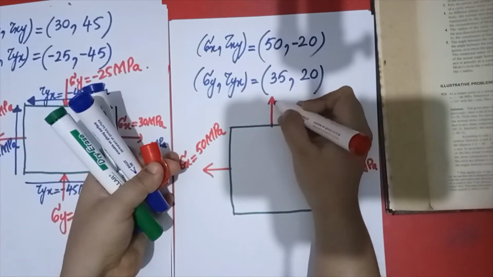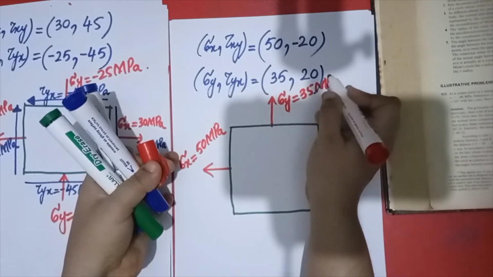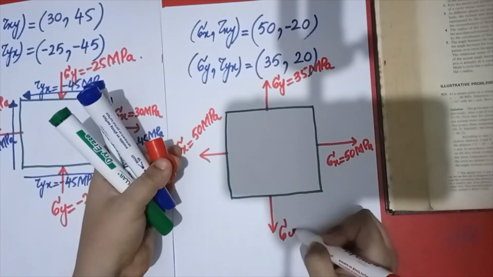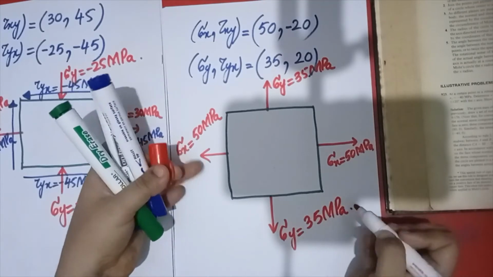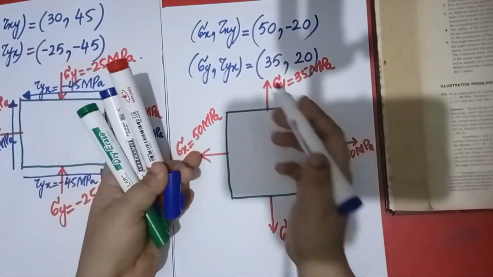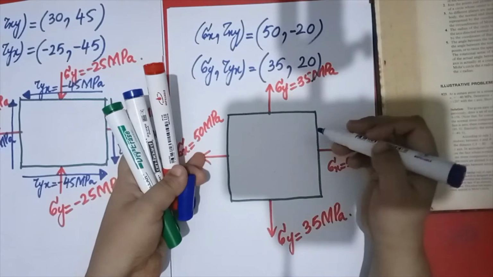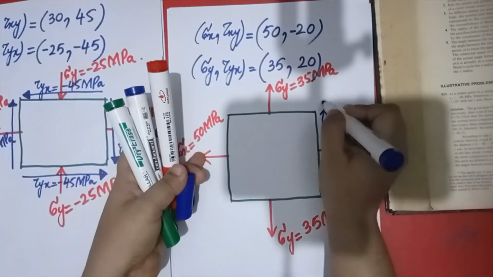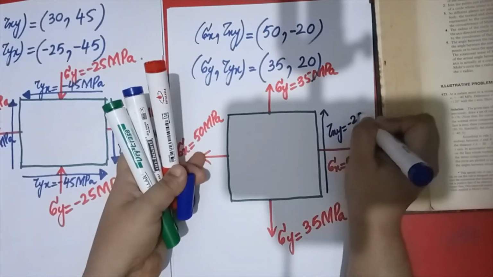Positive, so it should be outward. Sigma y equals to 35 MPa. So this should be outward. Sigma y is equal to 35 MPa. Now what we have to do, we have to draw shear stress. So it is positive, no, negative. So if it is negative, it should be upward, because its rotation will be anti-clockwise. So tau xy is equal to minus 20 MPa.